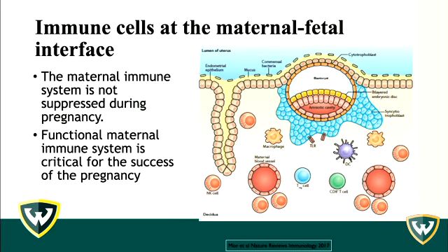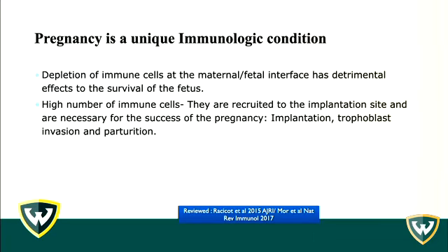But we know that there are a lot of immune cells present at the implantation site. So are they attacking the fetus? Are they recognizing the paternal antigens and trying to get rid of them? To answer that question, we and others have used mouse models to deplete the immune cells present at the implantation site, thinking that in that way we can help the tolerance. And what we found is that depletion of immune cells at the paternal interface, instead of helping the pregnancy, has a detrimental effect on the survival of the fetus.